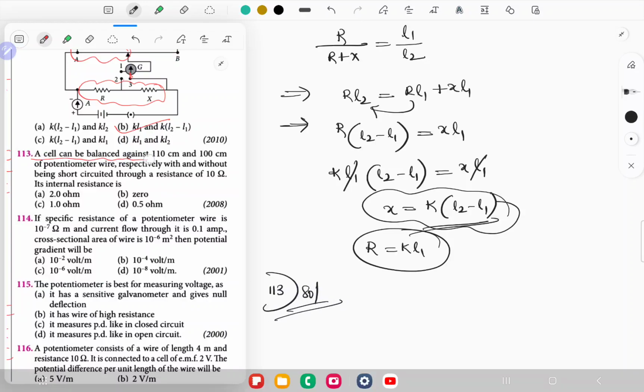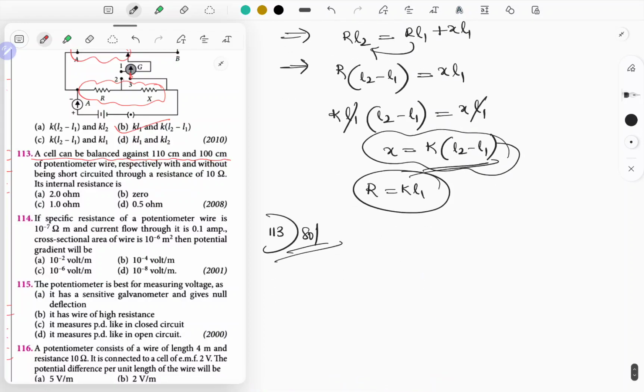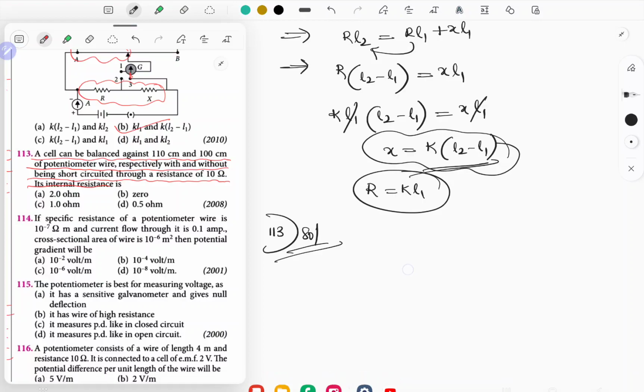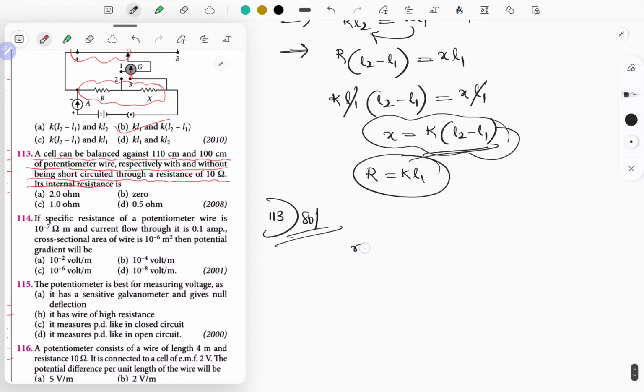A cell can be balanced against 110 centimeter and 100 centimeter of a potentiometer wire respectively, with and without being short circuited through a resistance of 10 ohm. The internal resistance, okay, they are asking a direct question. Small r is equal to capital R into (L1 by L2 minus 1). What's the value of capital R? Capital R is 10 ohms.